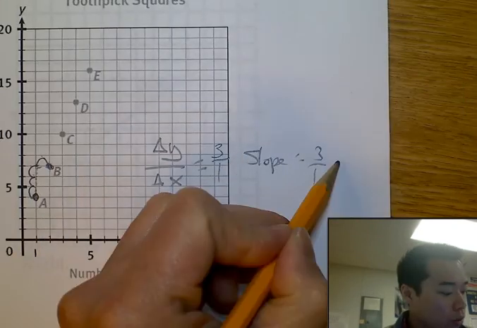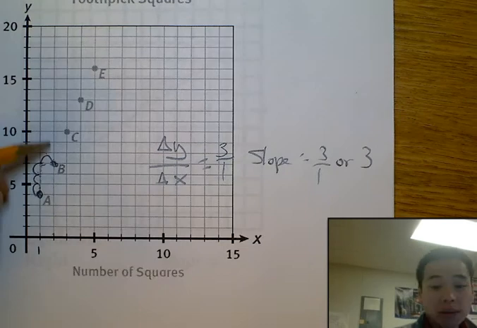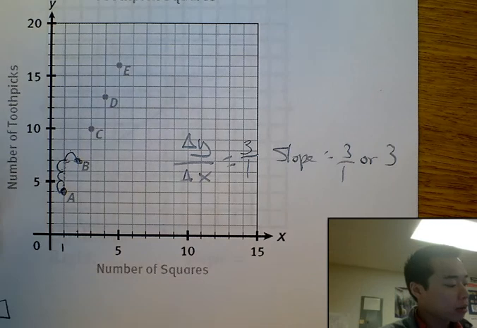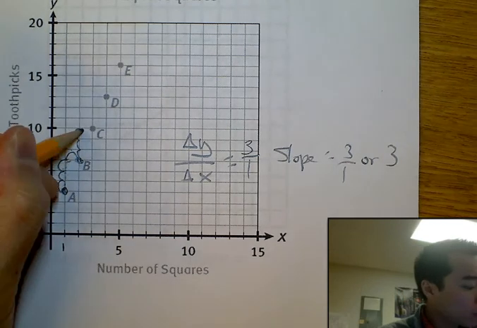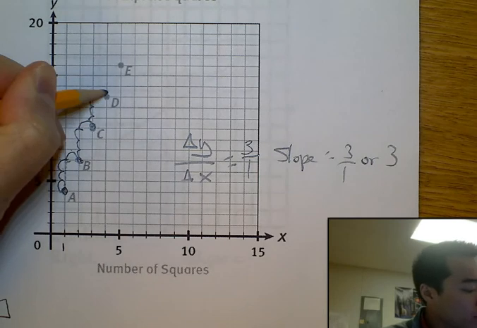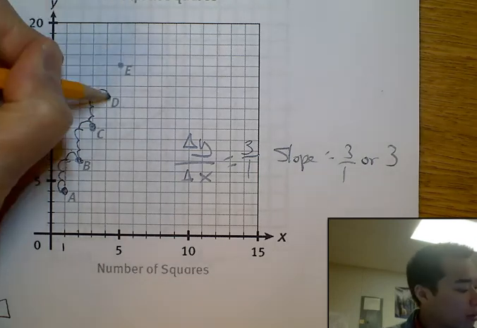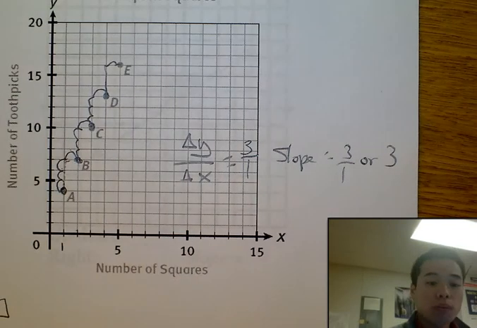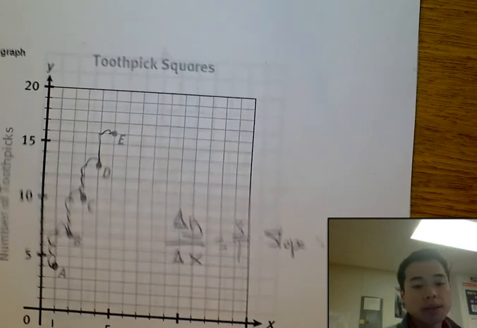or just 3. To double check to make sure that I have the right slope, I'm going to use 3 over 1, and I should hit every point on that graph. So 1, 2, 3 over 1, yes. 1, 2, 3 over 1, yes. One more time, 1, 2, 3 over 1, yes. So I know I have the right slope. My slope is 3. Let's go to the next example.